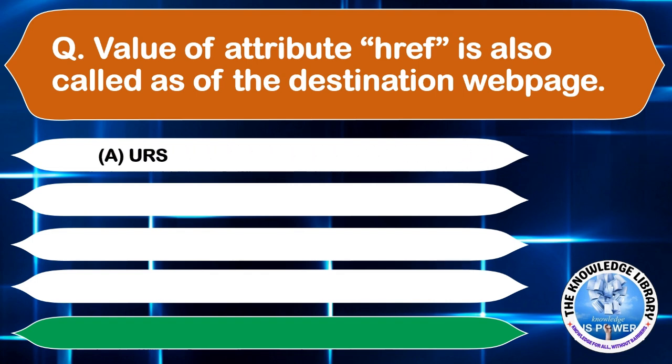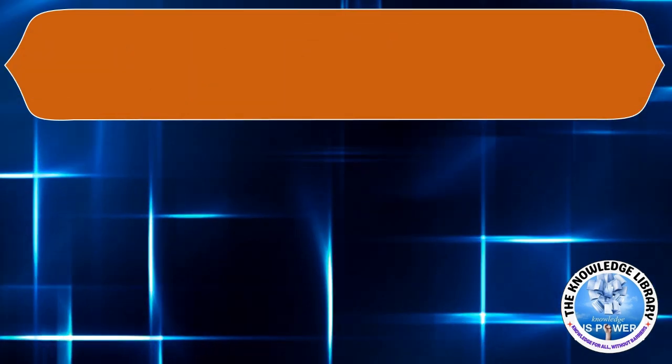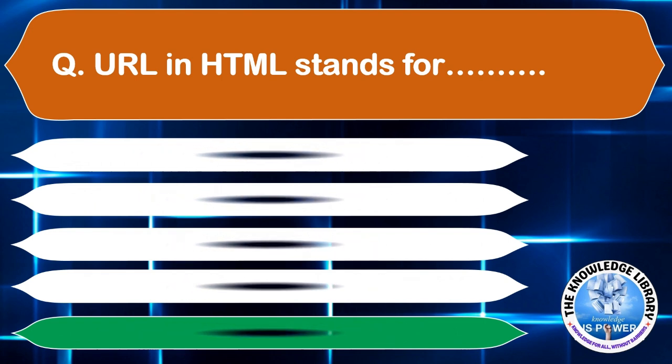The next question is, value of attribute href is also called as of the destination web page. Option A, URS. Option B, URK. Option C, URL. Option D, URM. The correct answer is option C, URL.